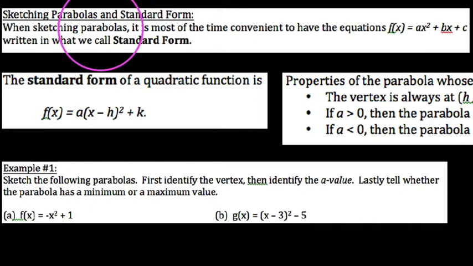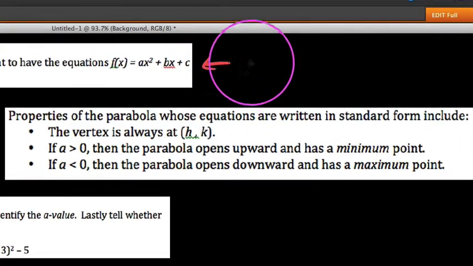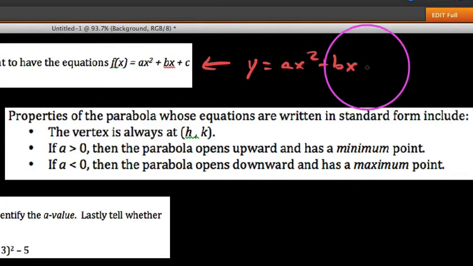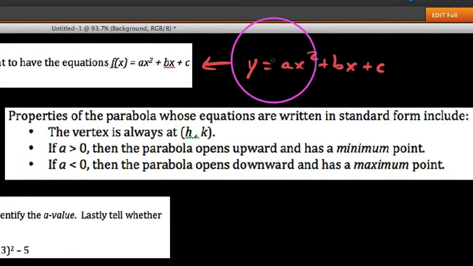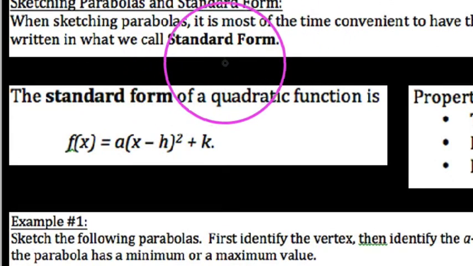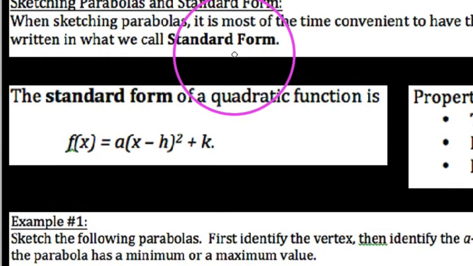I say sketching parabolas in standard form. When we sketch parabolas, it is entirely possible to do so using the equation f of x equals ax squared plus bx plus c in general. Okay, this is not a bad thing, or we could say y equals ax squared plus bx plus c. However, it is really convenient to sketch it in what we call standard form. And the reason why is because when you look at an equation in standard form, it tells you where the vertex is, and it tells you exactly how to open from the vertex, up or down, whatnot.